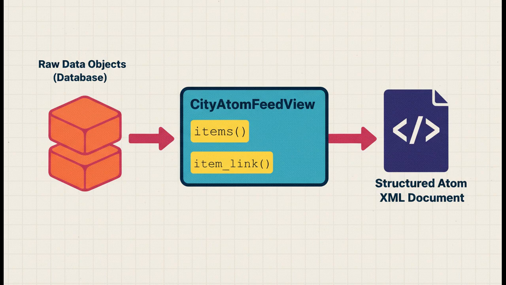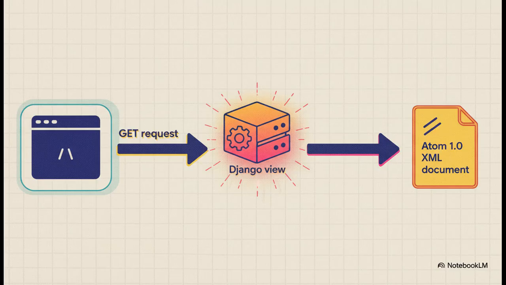Think of this City Atom Feed View class as a translator. It takes our raw data from the database on the left, and using Django's built-in tools, it maps that data into a feed. The items method is what grabs the data, and then other methods like item link tell Django exactly how to turn each of those objects into a structured entry for our final XML file. And voila! This is the result.